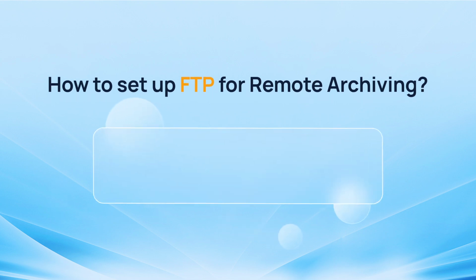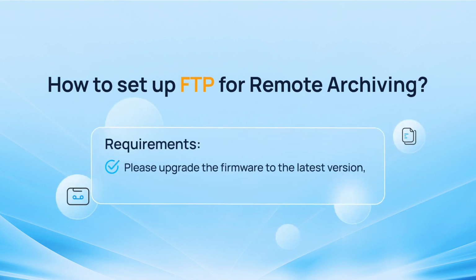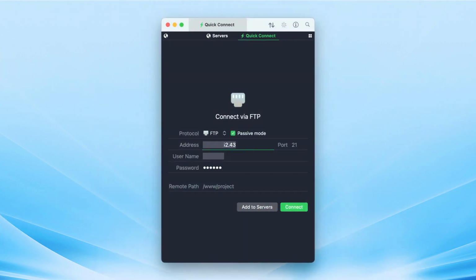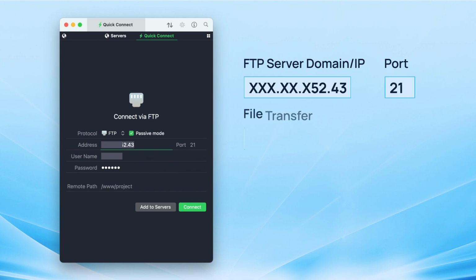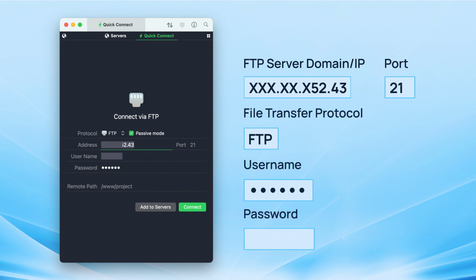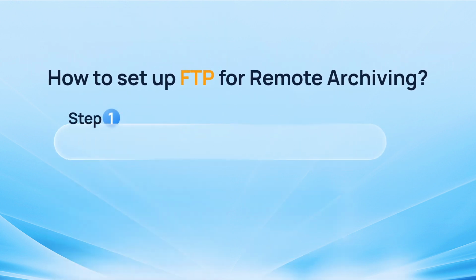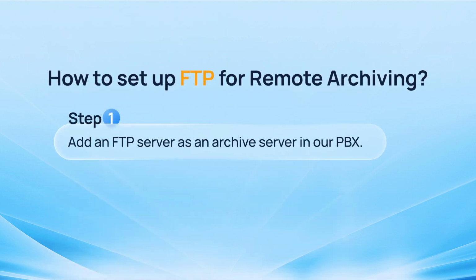Alright, let's go through how to set up the FTP remote archive. First of all, please ensure that you have upgraded your P-Series PBX to the latest version and subscribe at least to the enterprise plan. Now we need to prepare our FTP server. Note down the network information, file transfer protocol, as well as the FTP account username and password with both read and write permissions. After all these, we can add an FTP server as an archive server in our PBX.